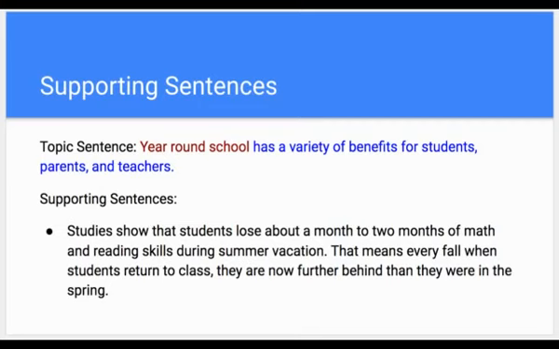Studies show that students lose about a month to 2 months of math and reading skills during summer vacation. That means every fall when students return to class, they are now further behind than they were in the spring. So I'm talking about the variety of benefits for students first, and you can see that's 2 sentences. It doesn't have to be 2 sentences. It could be 3, it could be 4, it could be 1. It really depends on what it is you're discussing. I didn't want to get too in-depth here because it is just a paragraph, so I'm only touching on it a little bit.